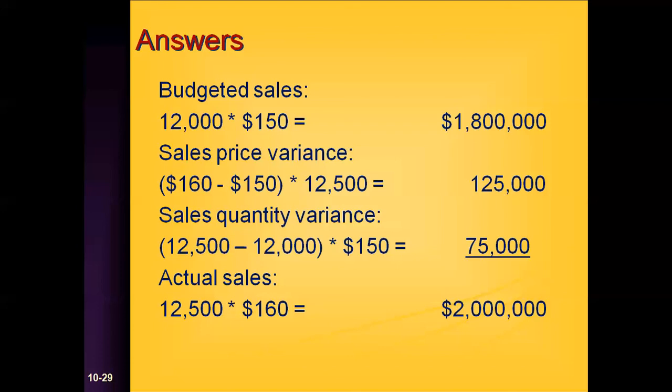On the sales price, we actually sold items at $160 versus $150, so that's a net plus of $125,000. Similarly, we sold more, right? We sold 12,500 versus a plan of 12,000, times the $150, and we have $75,000 there, which basically says, hey, we actually sold $2 million. And if we do the math, 12,500 times $160, that's consistent with our analysis.